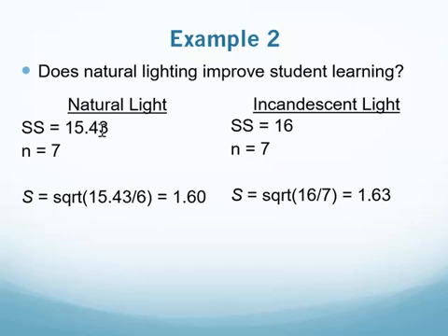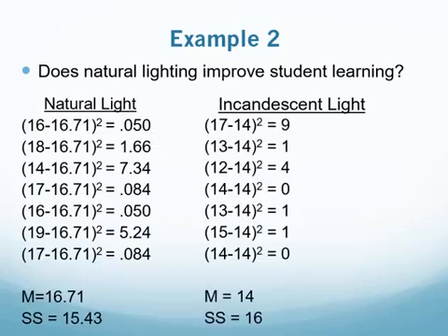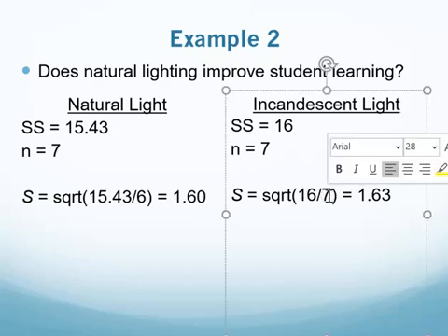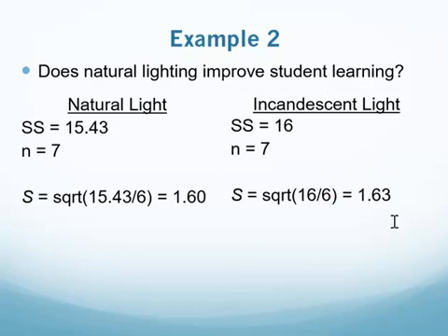So here we already have the sum of squares for the natural light condition, which we computed at this previous step. And we're going to find the square root of that divided by the degrees of freedom, which is 7 minus 1, so it's 6. And that gives us a standard deviation for the natural light condition of 1.60. Same thing for incandescent light. We've got the sum of squares, which is 16. With an n of 7, we know the degrees of freedom should equal 6. So if I take the square root of 16 divided by 6, then I'm going to get a value of 1.63 for the standard deviation for the incandescent light group.